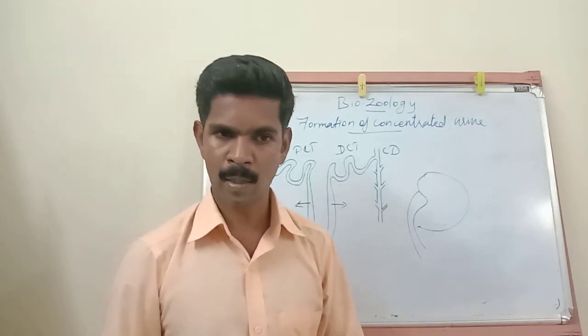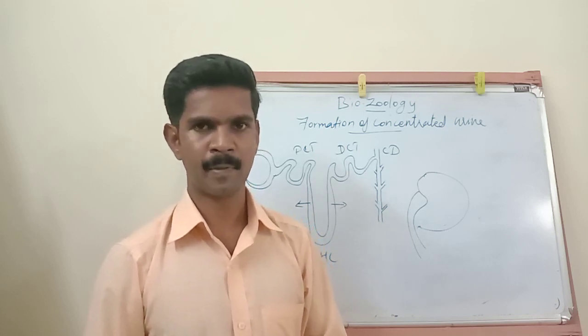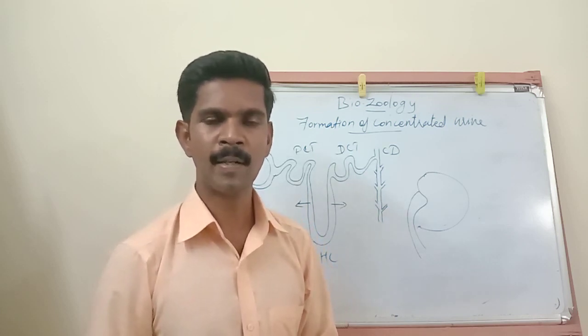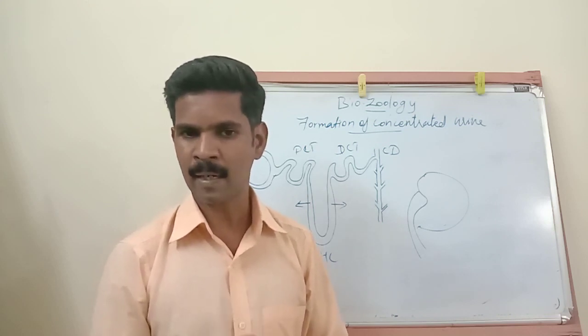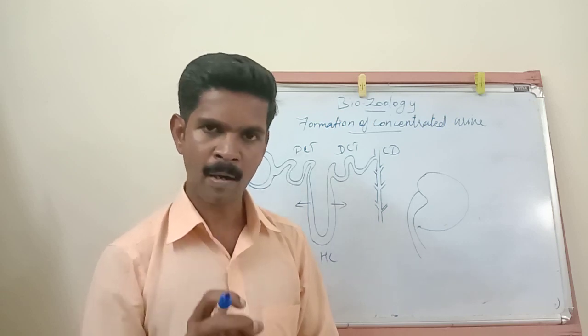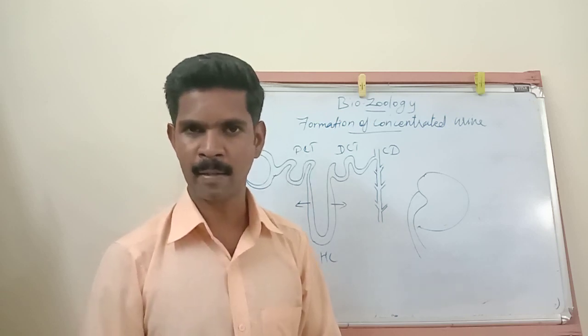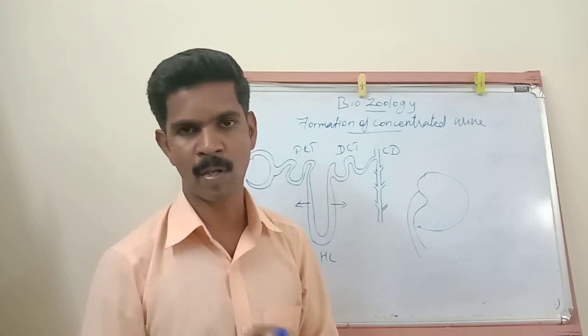Hope you have understood all these points. Then the vasa recta. It is one of the important parts of our nephron. This vasa recta maintains the osmolarity gradients in the medullary region, and it also protects the medullary region by removing excessive salt and excessive water.